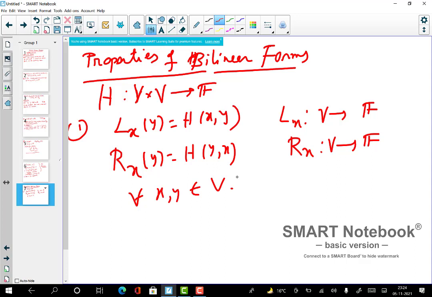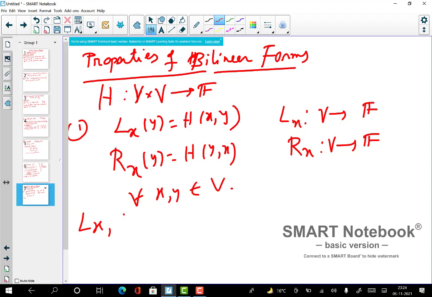Now see that the beauty is that with the help of a bilinear form we can define linear maps. Actually, Lx and Rx are linear maps, right? This is a simple example because H of x, y is linear in both arguments, and hence if you fix the first one, you fix x and then run over y, or if you fix the second coordinate and run over x, it doesn't matter, it's always linear, right?